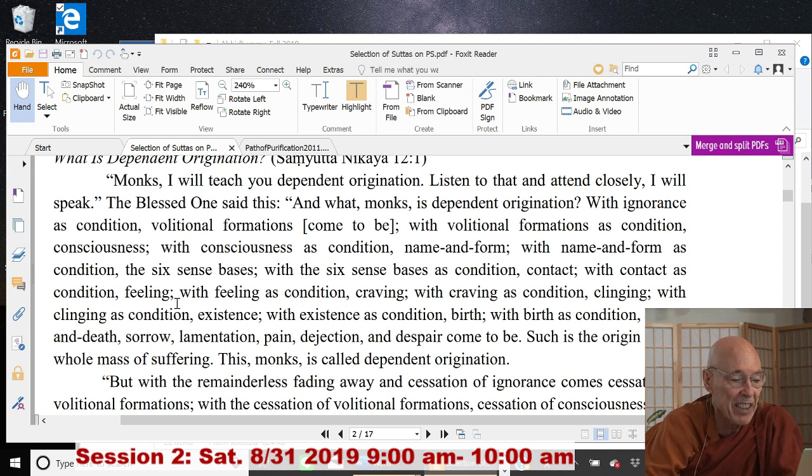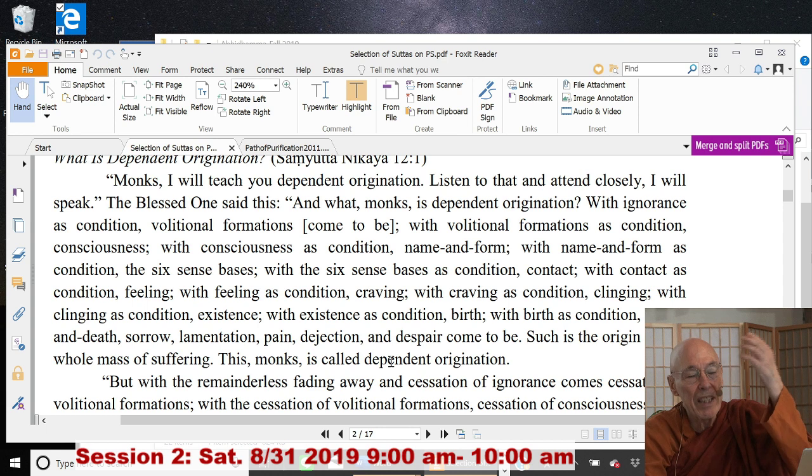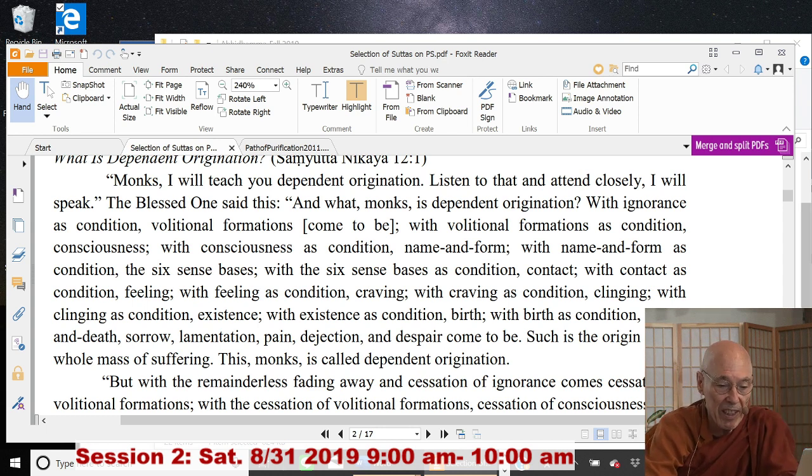With contact as condition, there is feeling. With feeling as condition, there is craving. With craving as condition, there is clinging. With clinging as condition, there is existence. With existence as condition, there is birth. With birth as condition, there is aging and death, sorrow, lamentation, pain, dejection, and despair come to be. That is the origin of this whole mass of suffering. So this is called dependent origination.